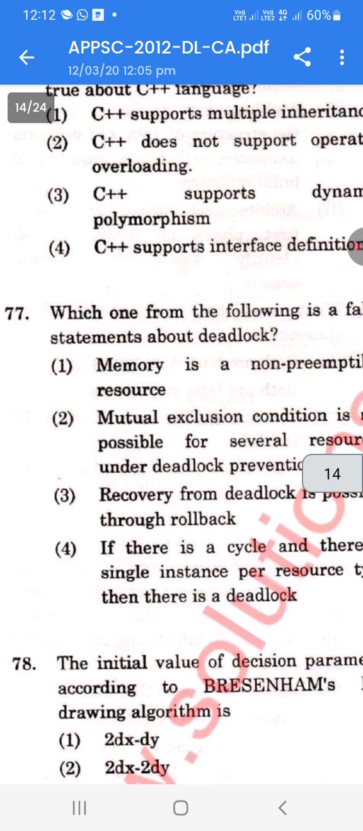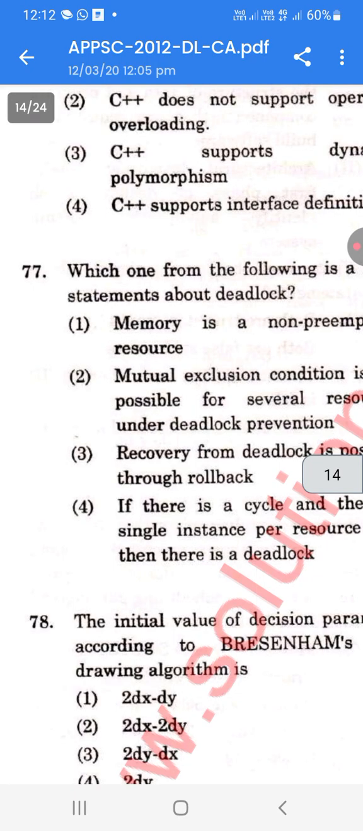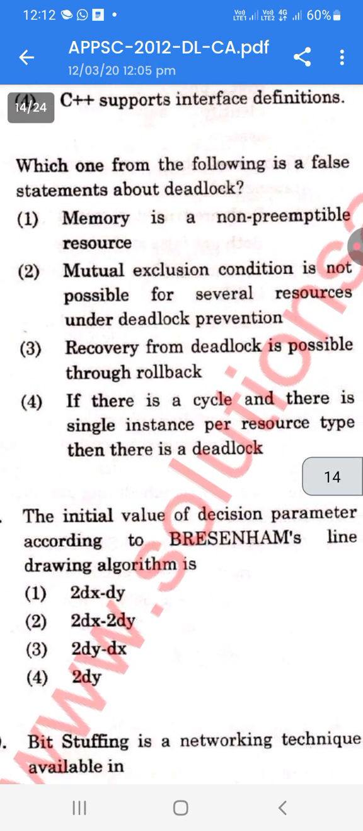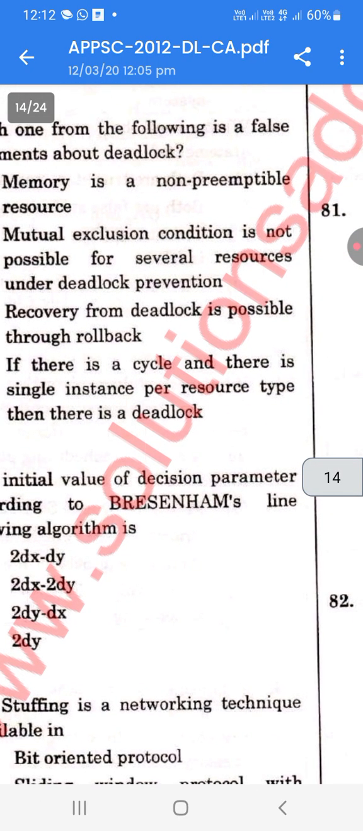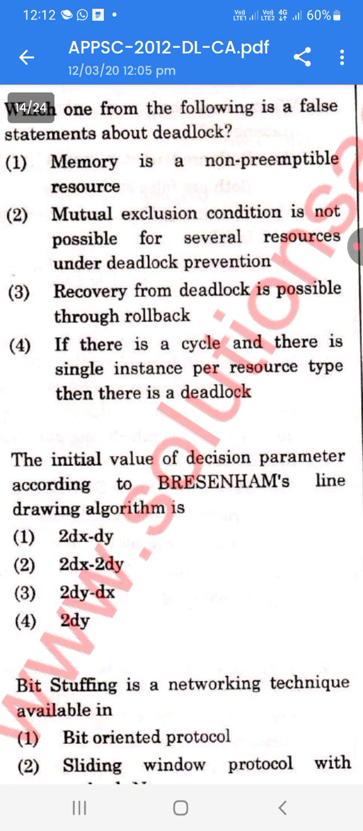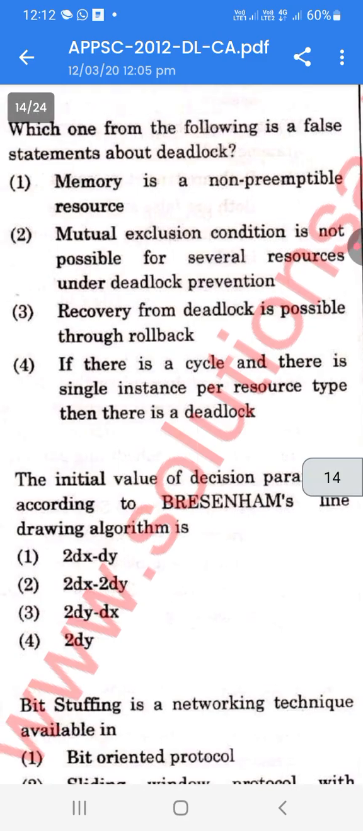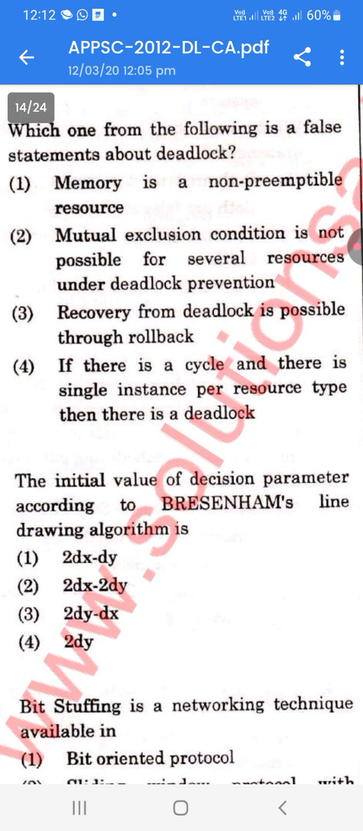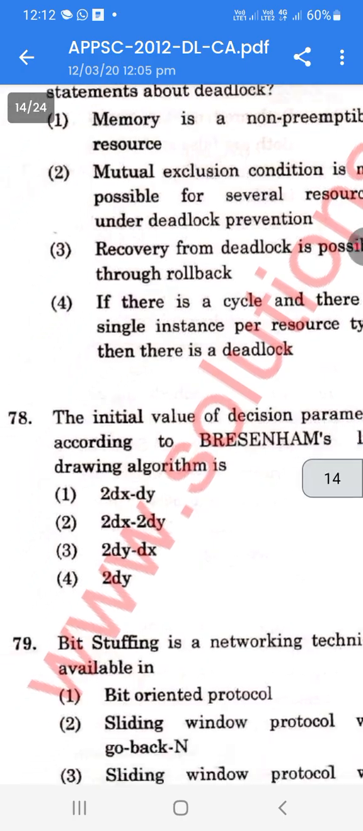Which one from the following is a false statement about deadlock? 77. Fourth one is false. If there is a cycle and there is a single instance per resource type, then there is a deadlock. Fourth one is false.